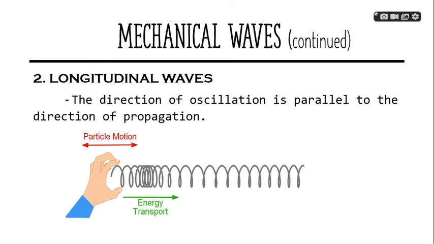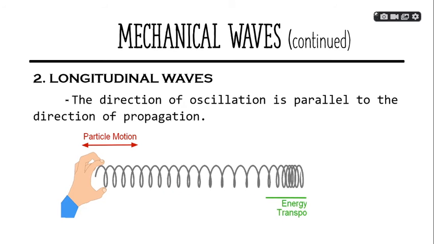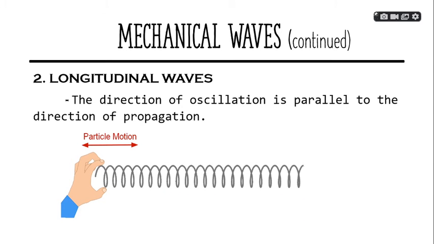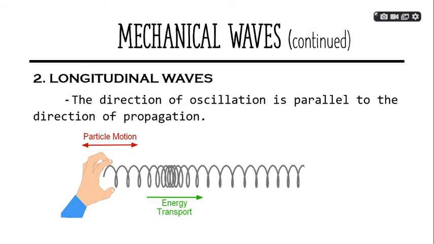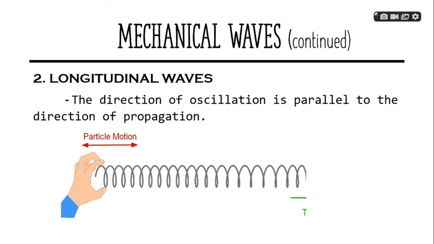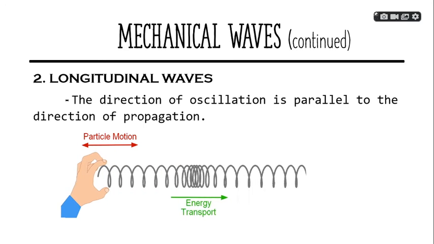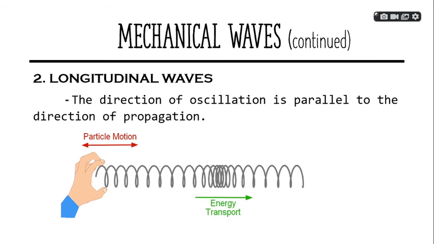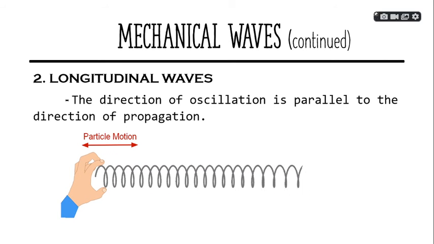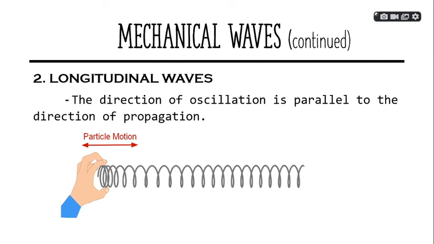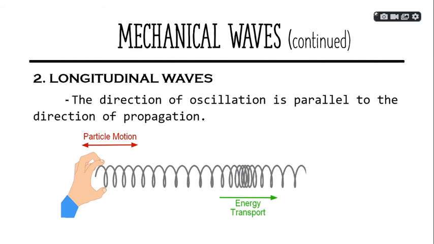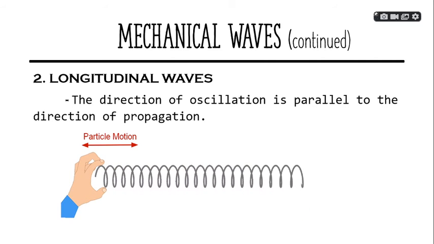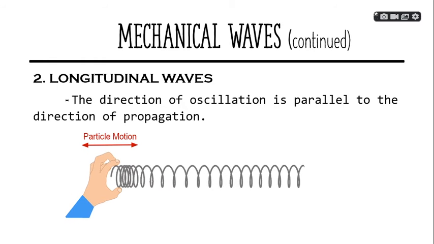So what did you observe on the slinky as it moves? You will notice that there are some areas where the slinky is compressed and parts where the coil is spread apart and expanded. And note that particles are moving side to side, backward and forward, or from left to right, as the wave passes by. Same with transverse, let us identify its anatomy.